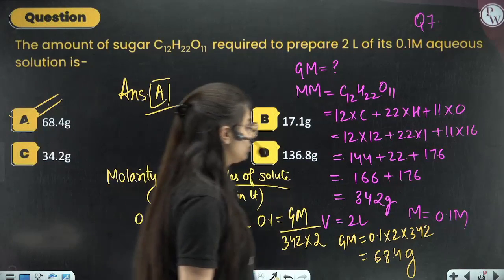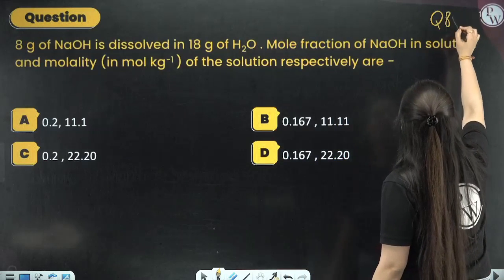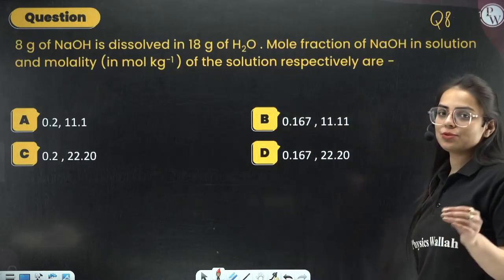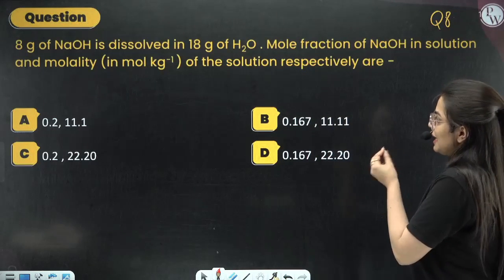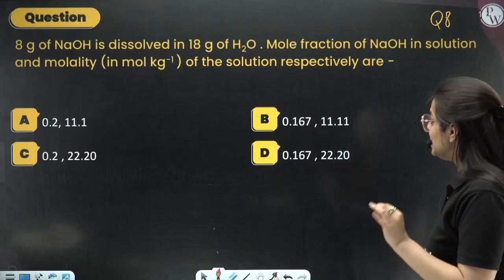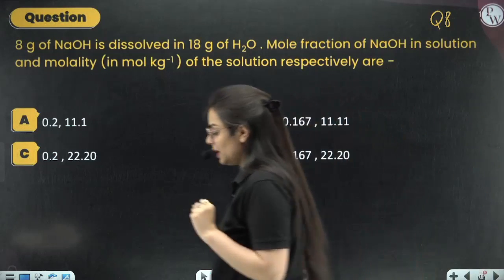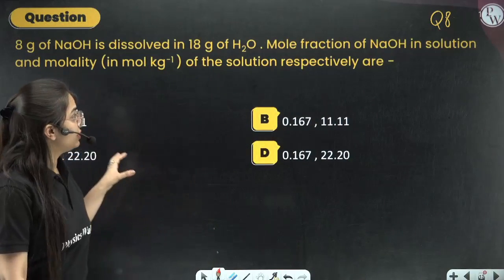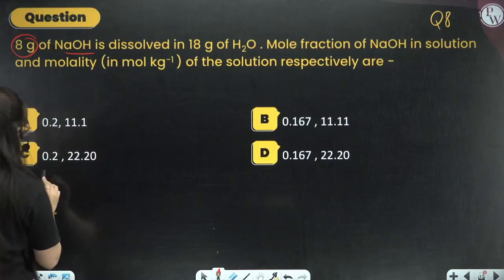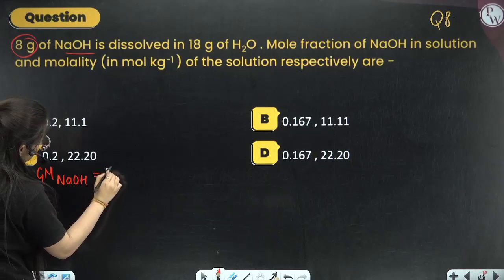Now comes our question number 8. Let us read question number 8. It says that 8 grams of NaOH is dissolved in 18 grams of water. The mole fraction of NaOH in the solution and the molality of the solution, respectively, are. Now just understand this. Over here they have given you the mass of NaOH, that is 8 grams.